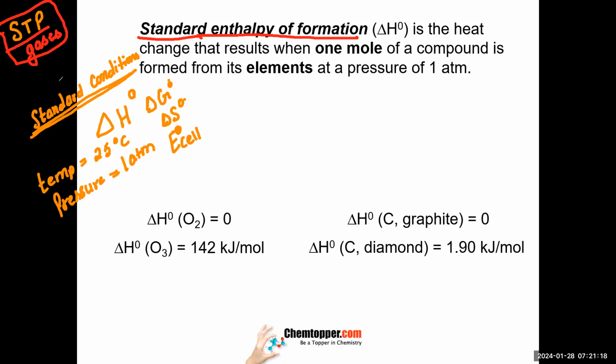STP. What's the temperature in STP? Yes, children? Temperature in STP. What's the pressure in STP? STP, standard temperature and pressure conditions for gases. Come on. We did plenty of questions on STP in unit 3.